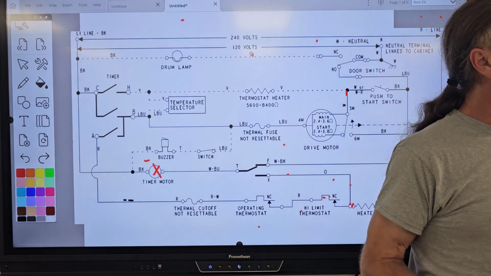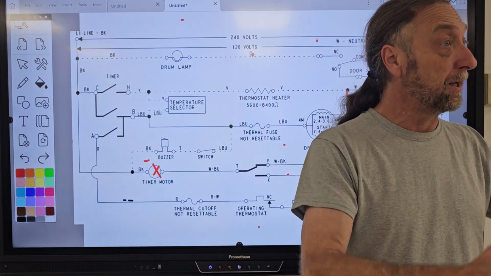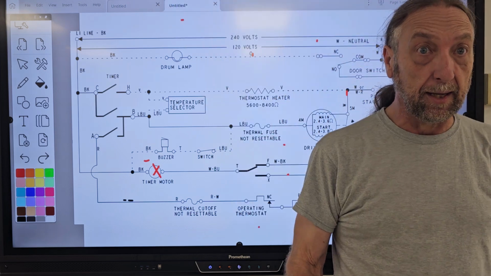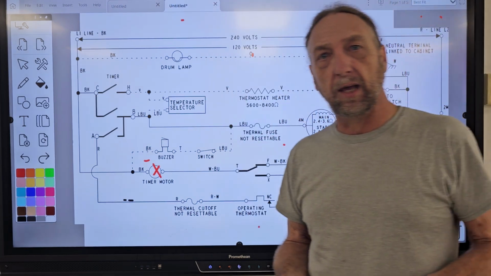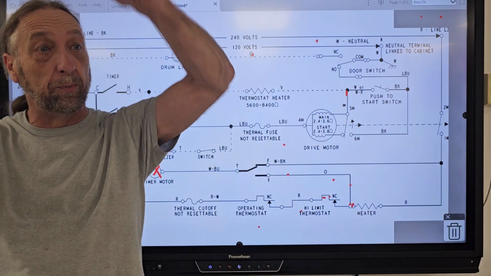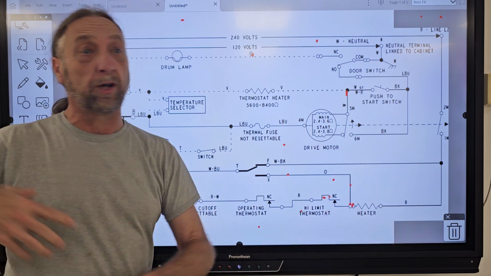Try every cycle, try every button. Open and close the door. Check everything is okay before you just start making tests. Don't start taking anything apart. Don't start doing a bunch of tests until you've tried everything and saw what was working, what was not working.